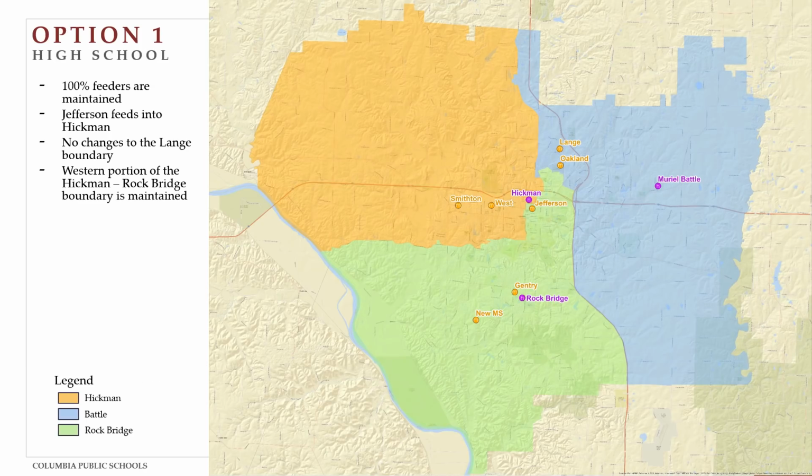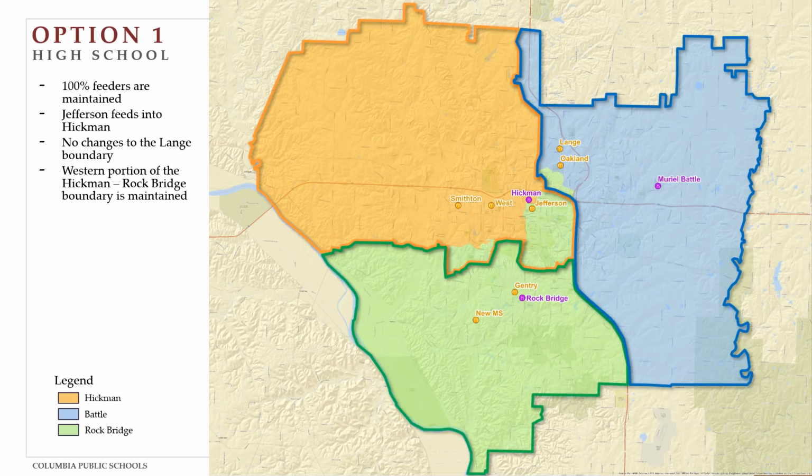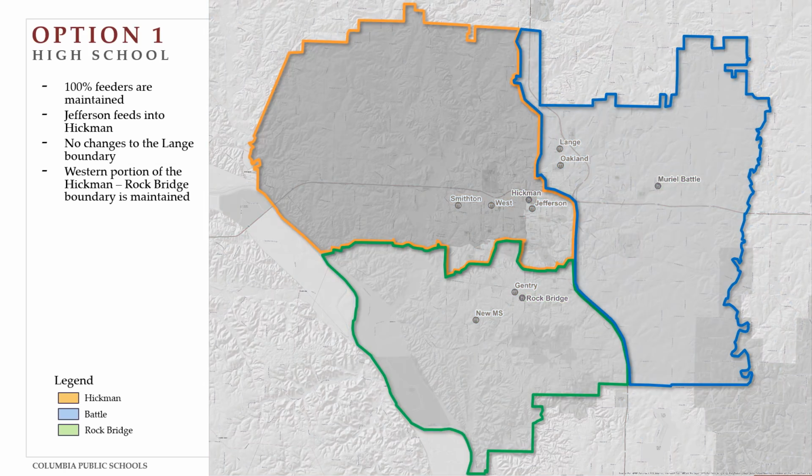So here's our current high school boundaries, and here's our boundaries for option 1. And now I'll fade back to color. Here's our boundaries for option 1 with the background faded back. And here's our change areas.